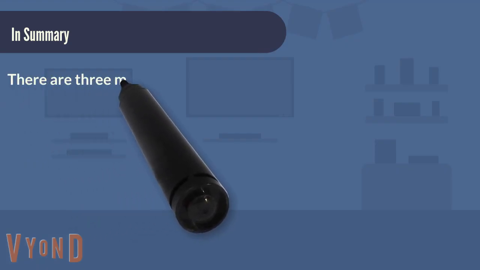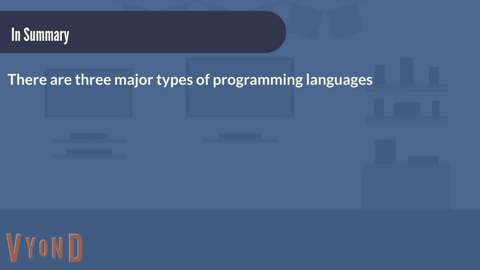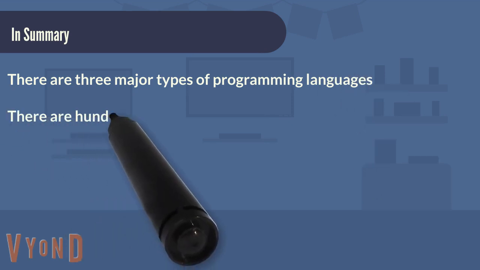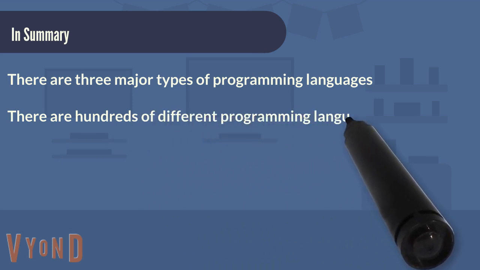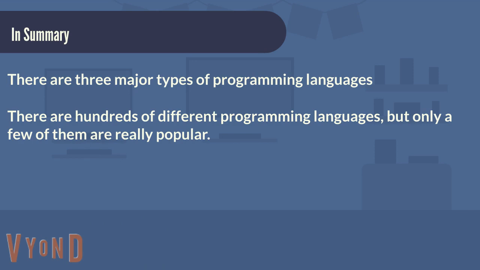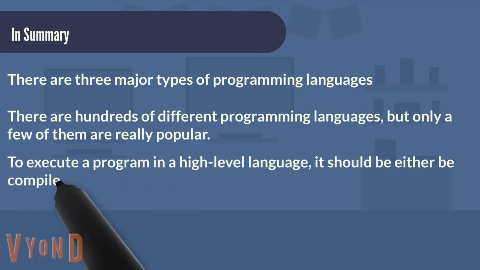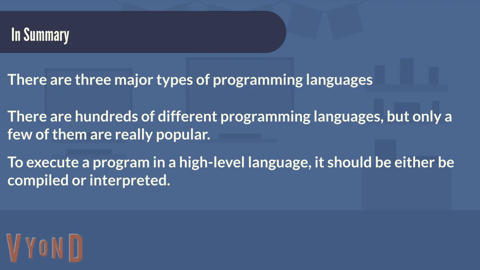To sum up, there are three major classifications of programming languages: machine code, assembly, and high-level language. Only a few of the high-level coding languages are actually popular in the industry. Any code written in a high-level programming language needs to be either compiled or interpreted before execution.